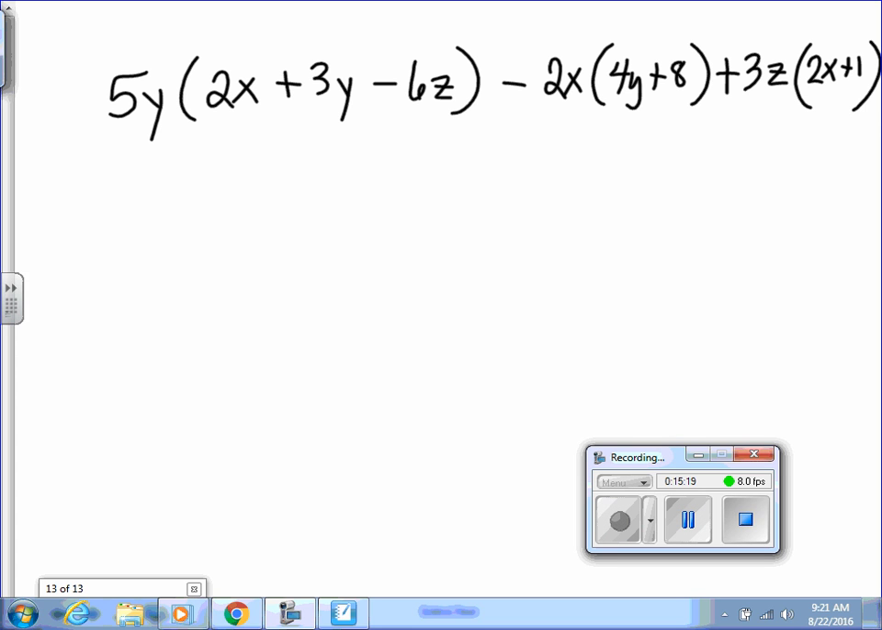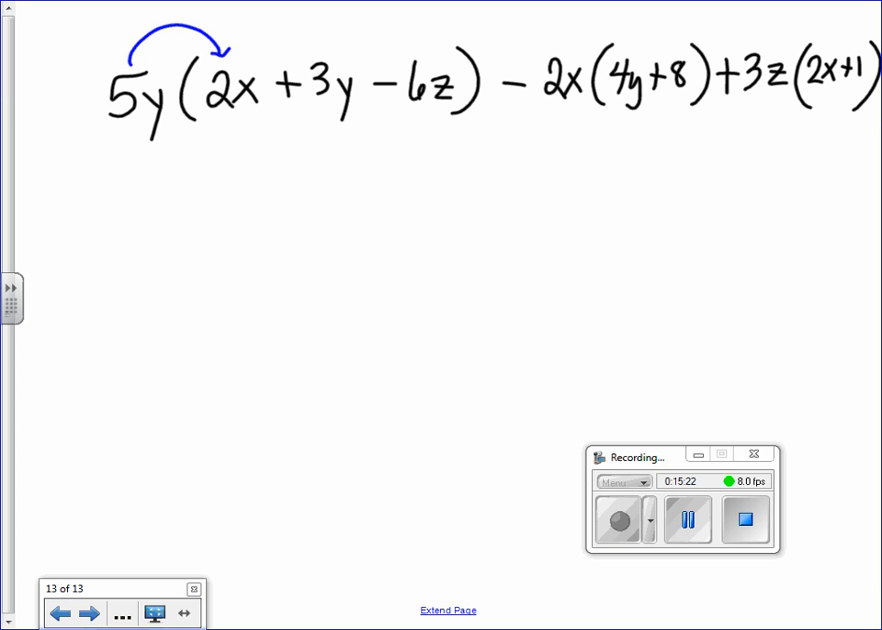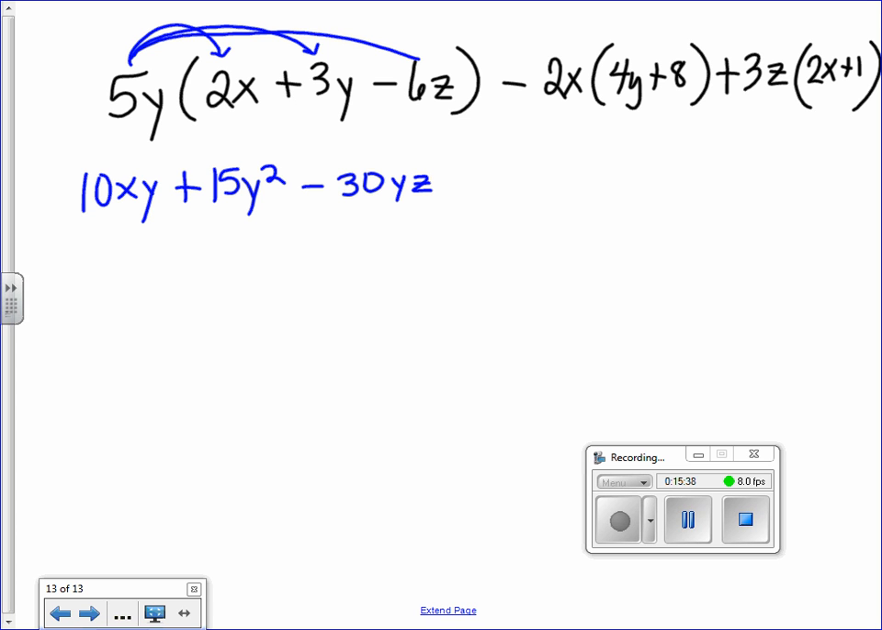Alright, so I'm going to do some distributive property here. This is going to give me 10xy. That's going to give me 15y squared. And that's going to give me a negative 30yz. Okay? Right here, this is going to turn into a negative 8xy and a negative 16x. It's going to be, what, 6xz and 3z. Now, we did make some like terms here.